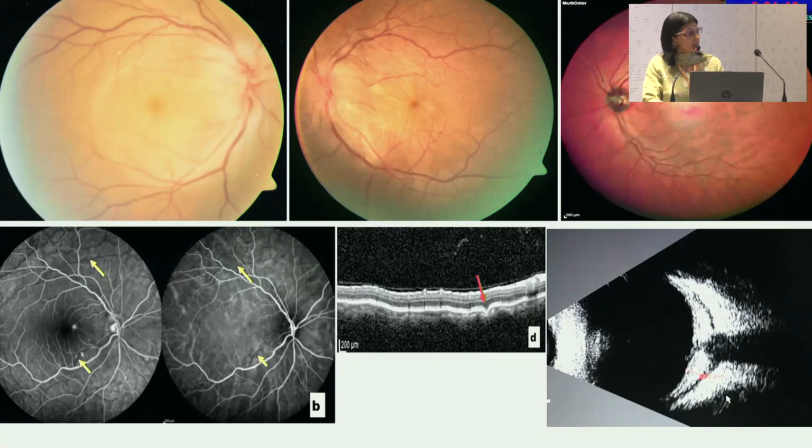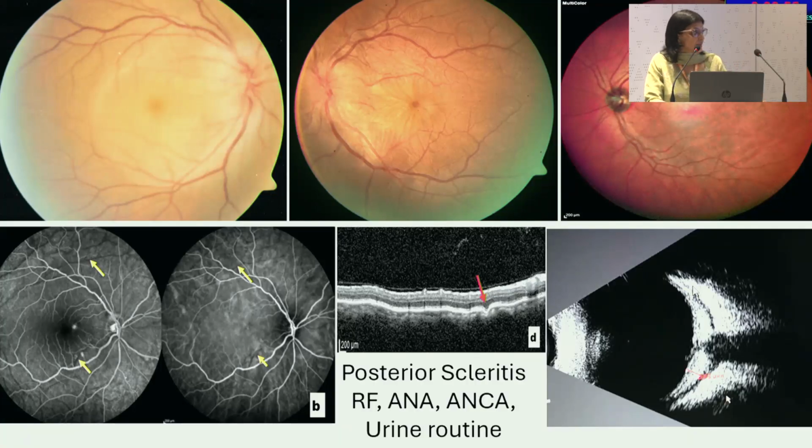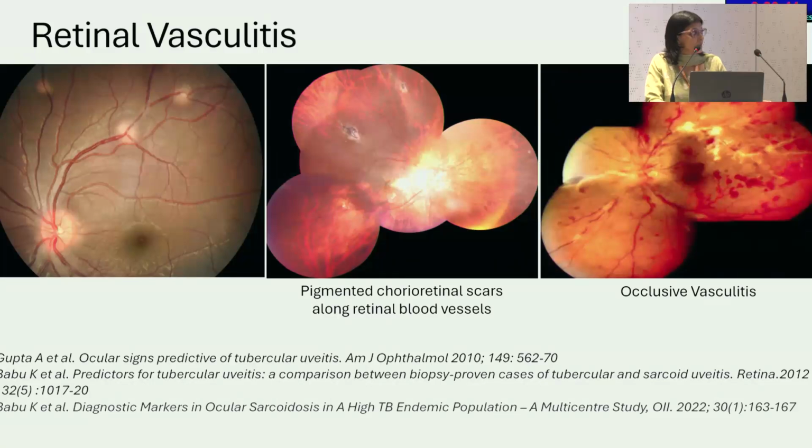Posterior scleritis is another such disease which can mimic VKH sometimes, but you can see this kind of chorioretinal folds both clinically and on the fluorescein angiogram. And of course, the B sign is very characteristic on the ultrasound examination. So when you see posterior scleritis, you need to look for a systemic disease. So you rule out rheumatoid arthritis, systemic vasculitis, and connective tissue disorders in these cases.